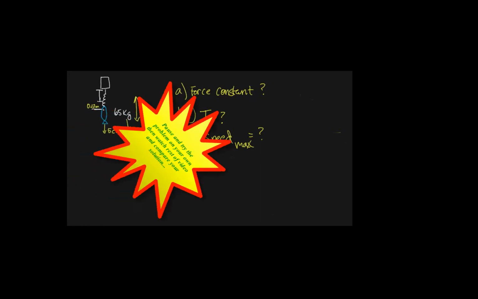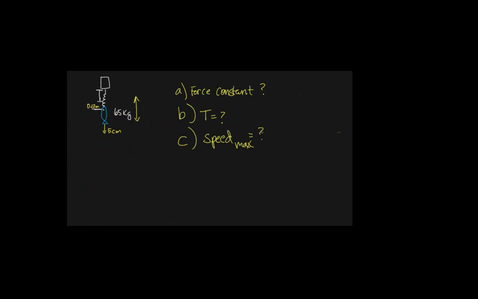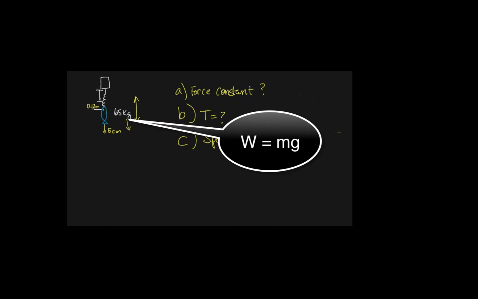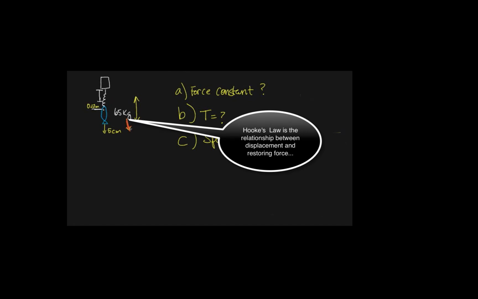So, any ideas? Where do we begin? Well, the only force acting on the spring is the weight of the fish, so we need to calculate the weight of the fish. 65 times 9.8, 637.